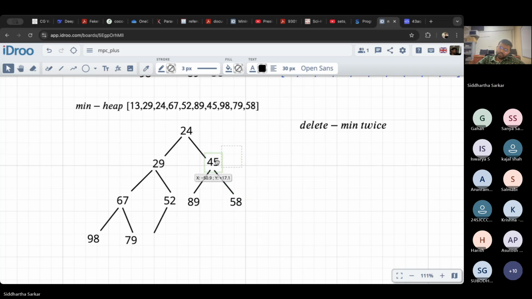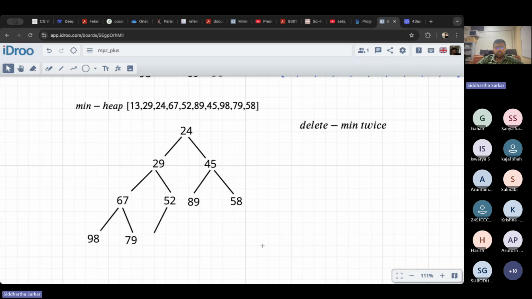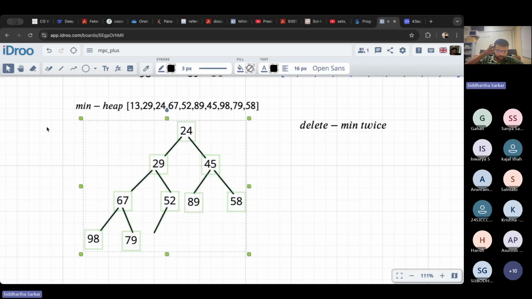So now I'll check whether at 58 we have the min heap property satisfied. It is vacuously satisfied because there are no children of 58. Its children are supposed to be larger, so there is no violation at all. So this is what we have got after the first delete min operation. What happens if both the children are the same? We just pick one of them arbitrarily.